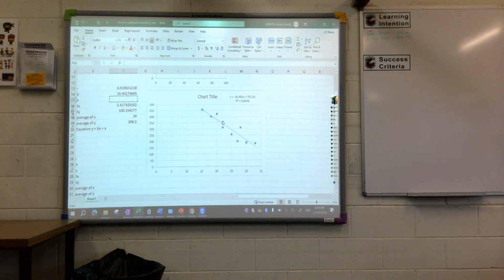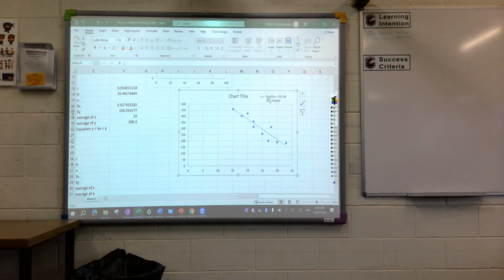Alright, you'll notice here that on our graph we've got a negative gradient. Here for our gradient B, we got a positive. Excel cannot work out if a gradient is positive or negative, it just spits out a number. So it then comes to us to recognize that this is a negative gradient and just right next to it, write our gradient as negative 16.40, to 2 decimal places.